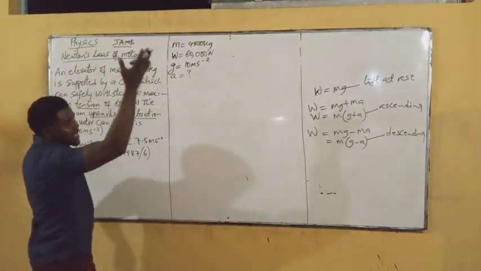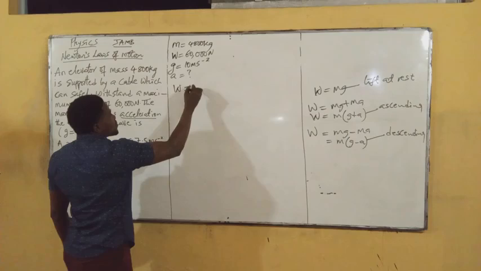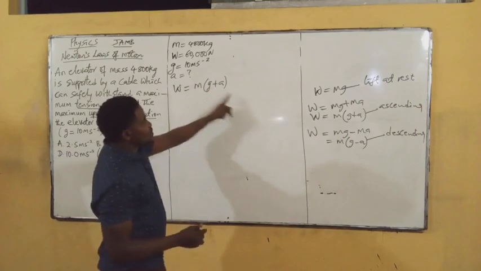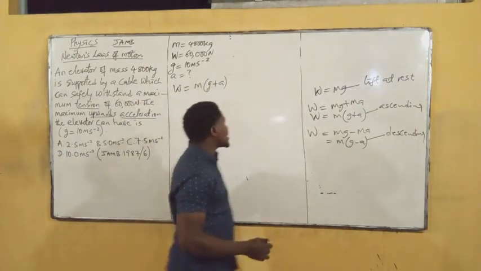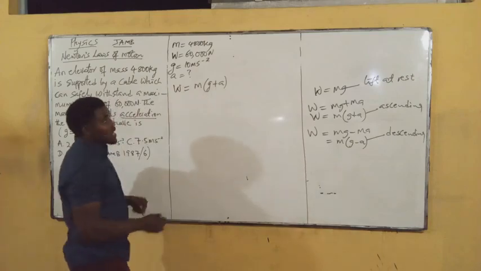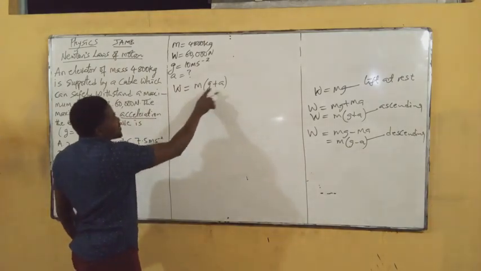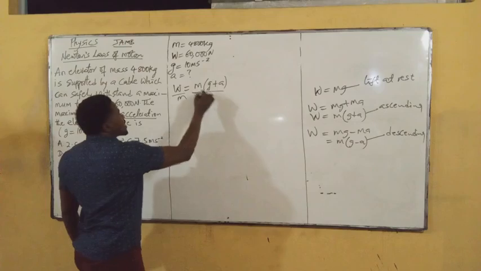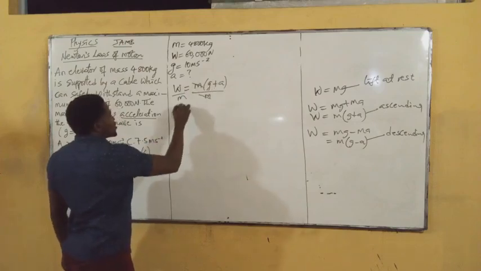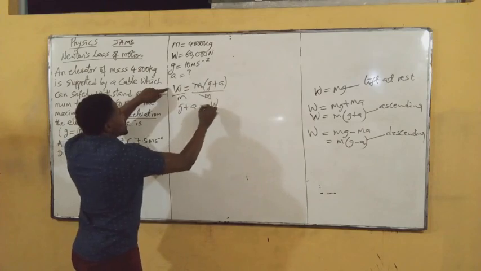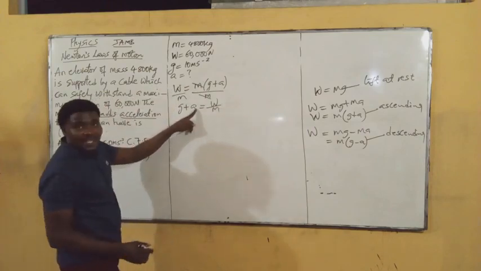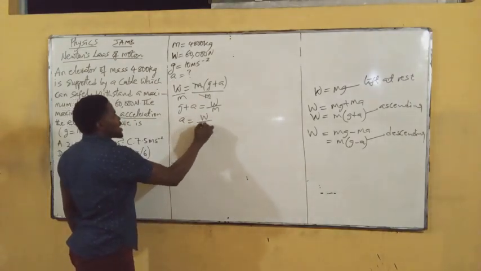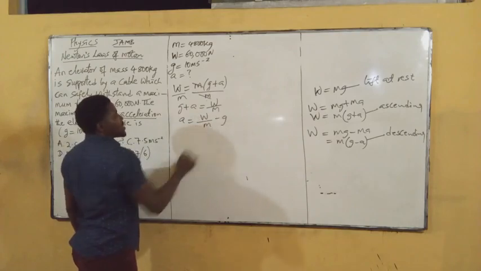Now, since the elevator is ascending, we can use that W is equal to m bracket g plus a, when the elevator is ascending. Now I'm looking for acceleration. I can make it the subject of the formula. Since m is the coefficient of what we have in the bracket, we divide both sides by m, which cancels m here. I have that g plus a is equal to W all over m. Then making a the subject of the formula, because I'm looking for a here, a is equal to W all over m minus g.